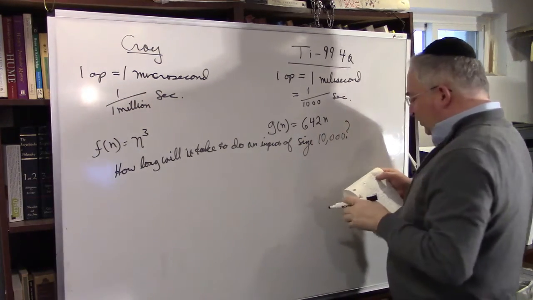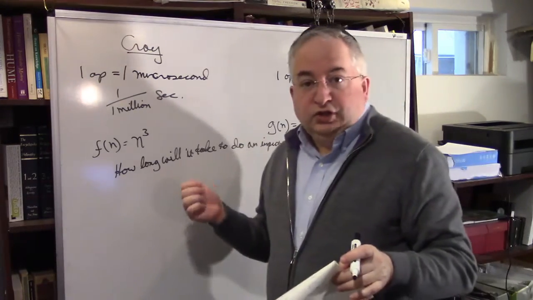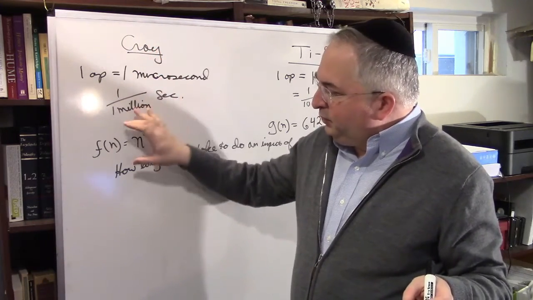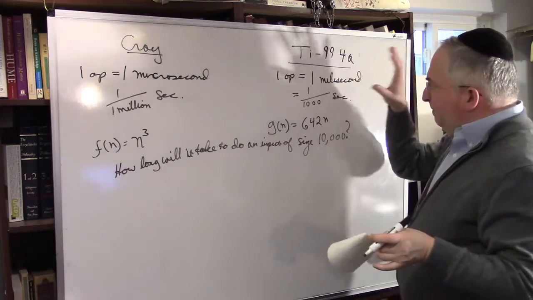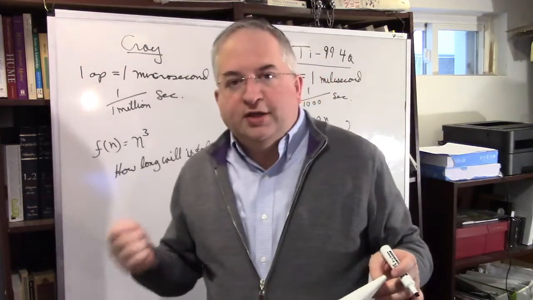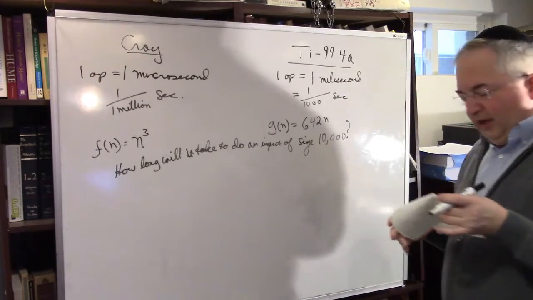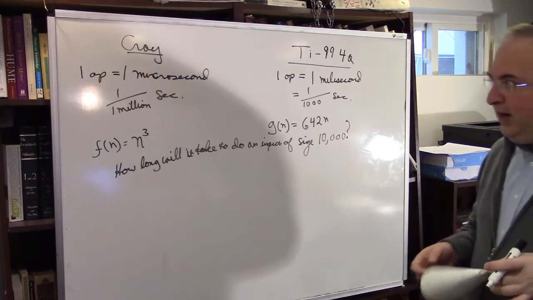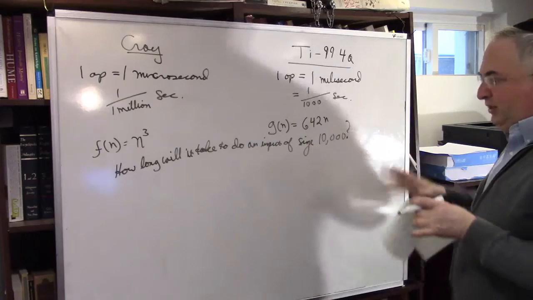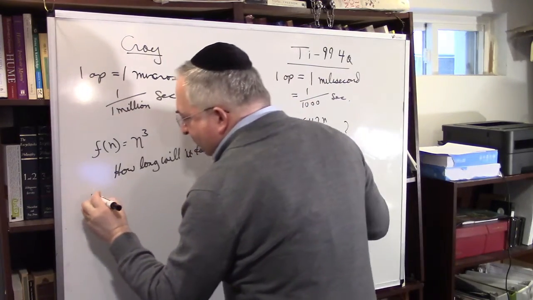Okay, legitimate question. In other words, I have some problem, and the crazy supercomputer can do it on their computer with their algorithm, and my computer with my algorithm, and we want to do the same input, the same input size, which is 10,000. So what I'd like to do is calculate how long it would take to do it on this computer and how long it would take to do it on this computer with this algorithm. So let's figure it out.